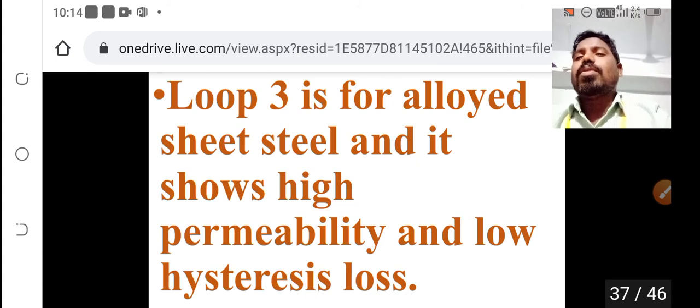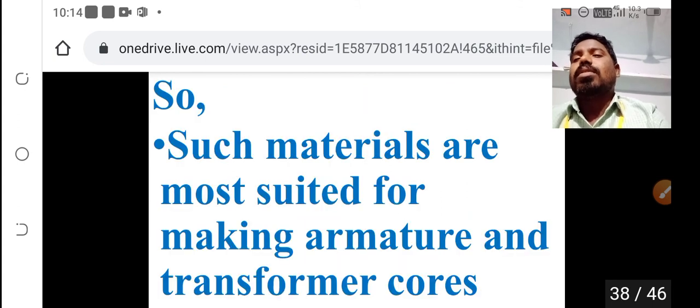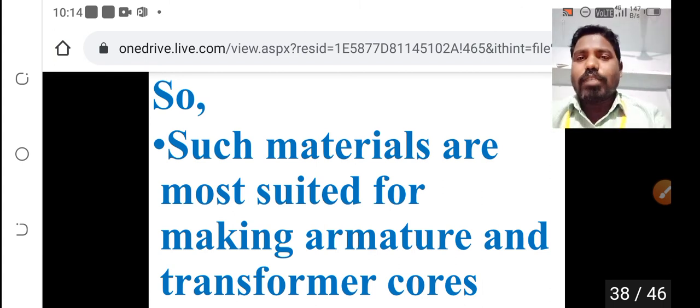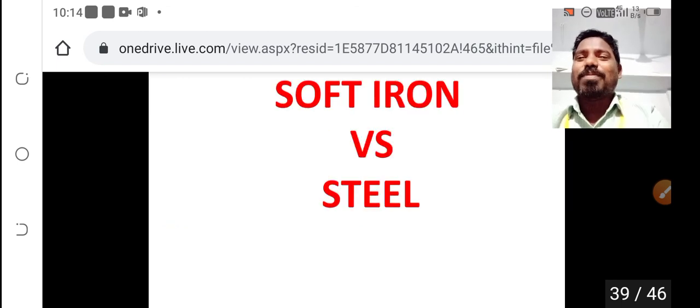Coming to the third one, the hysteresis loop is very narrow. This is for steel, and it has high permeability and low hysteresis loss. That's the reason it can be useful in transformer cores.